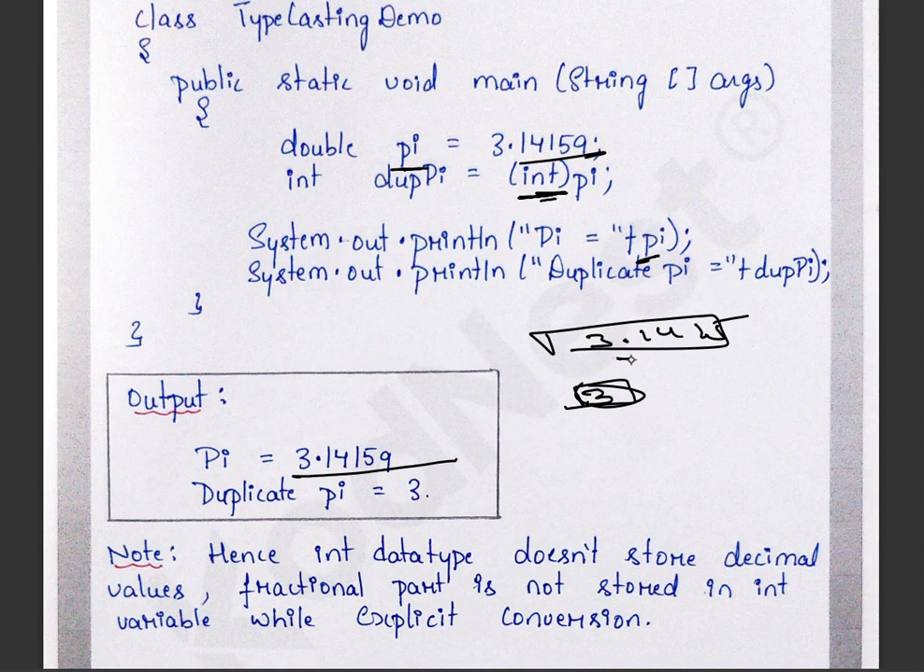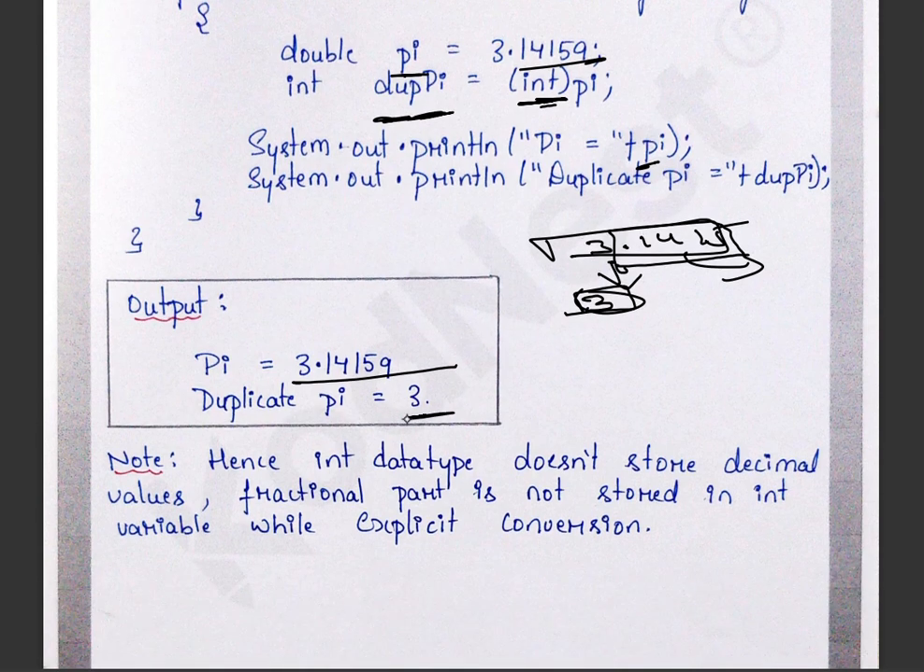It doesn't store the decimal part in it, because we are explicitly typecasting. These will all be discarded, and only the integer will be stored here. So this is explicit typecasting. So the duplicate pi is equal to 3. We get the answer as 3. So this is known as explicit type conversion, also known as forced typecasting.